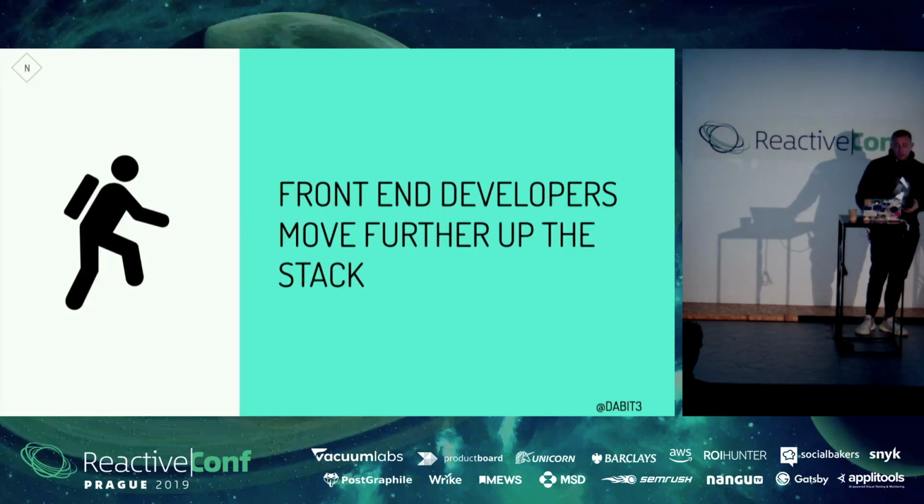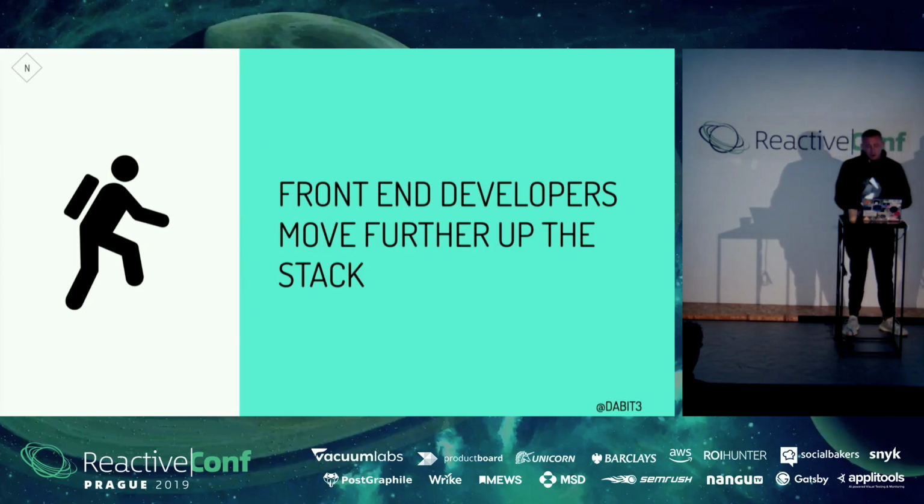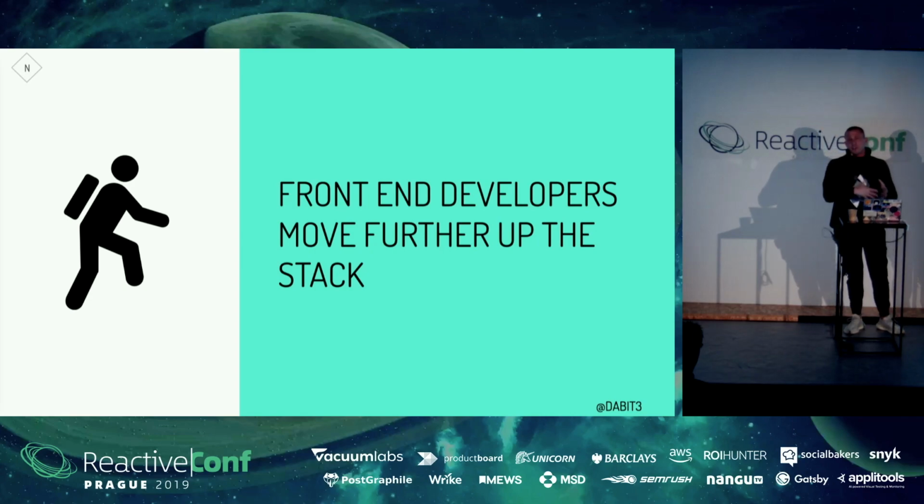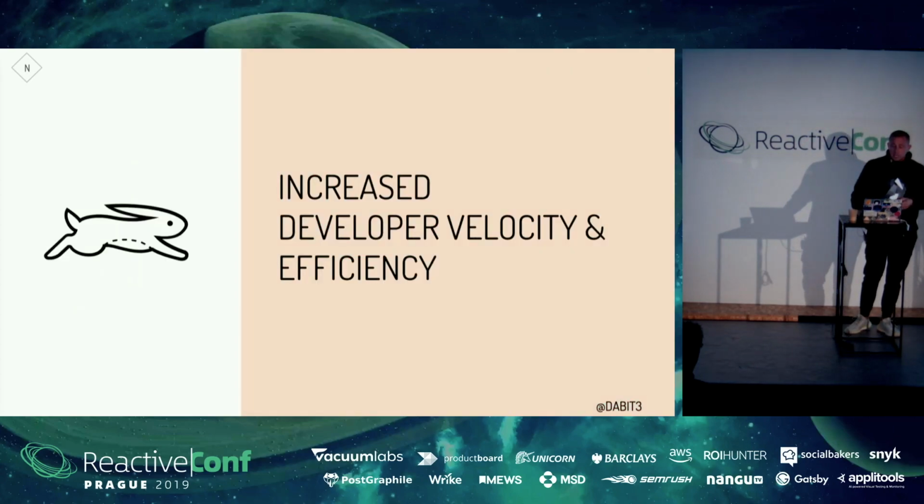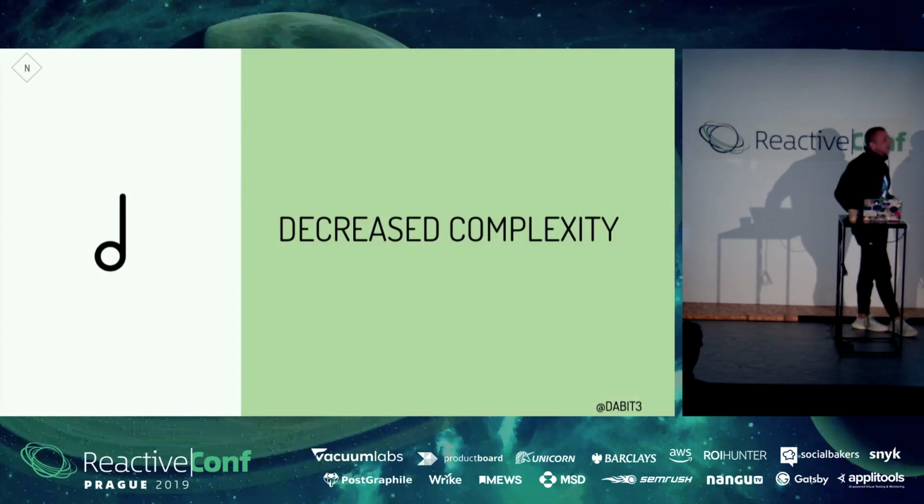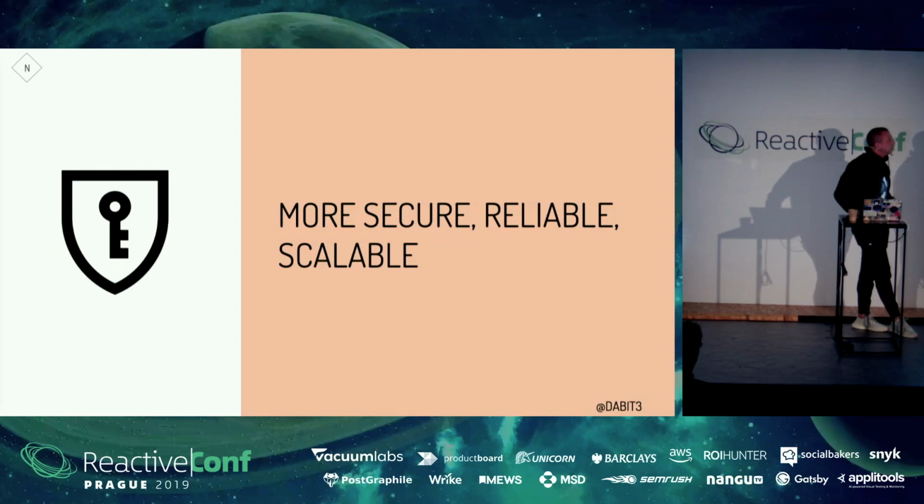So what are the benefits? Well, the benefits might be pretty straightforward. I may have gone over some of these already. But what we're seeing now is front-end developers that used to be labeled as front-end developers are now being called full-stack developers, or they're at least moving up the stack. They're able to do things that back-end developers exclusively used to do. The developer velocity and developer efficiency start increasing. You have decreased complexity because you ultimately have less code. More secure, more reliable, more scalable.